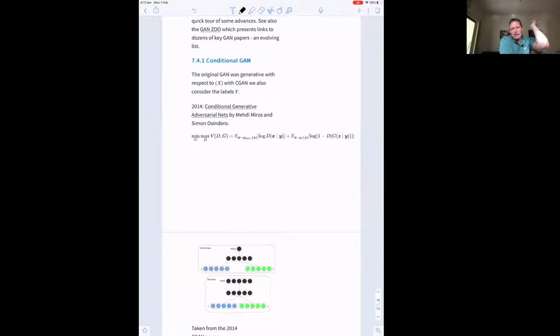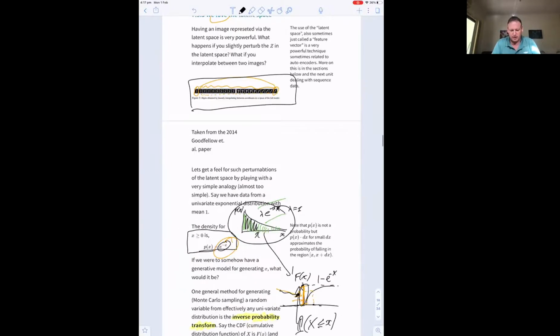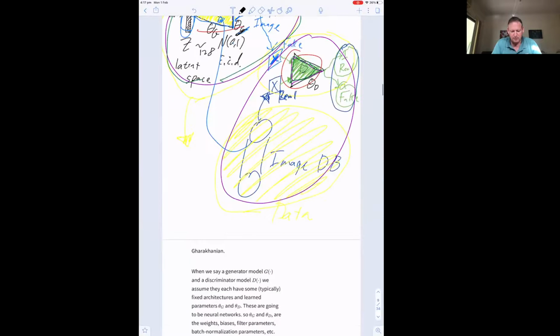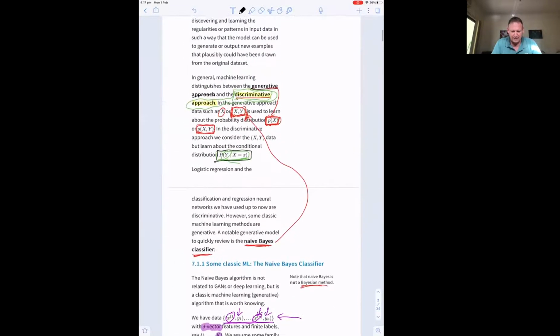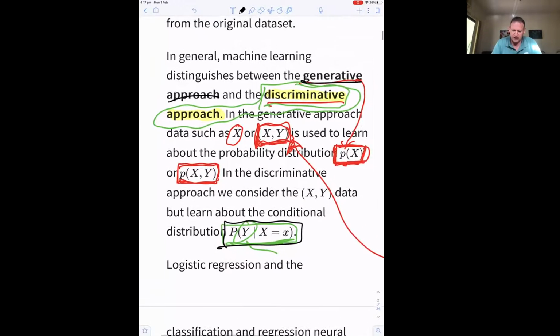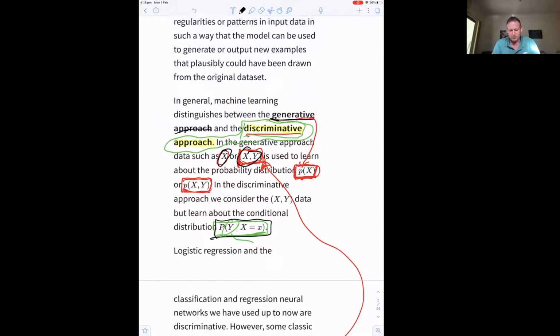One thing that came almost immediately after the original GAN paper is called the conditional GAN. If you remember when I started giving you this spiel about generative models, I didn't want you to get confused between the X and the Y, but in generative models you can speak about X or X and Y. You can have your labels or you cannot have the labels, okay?